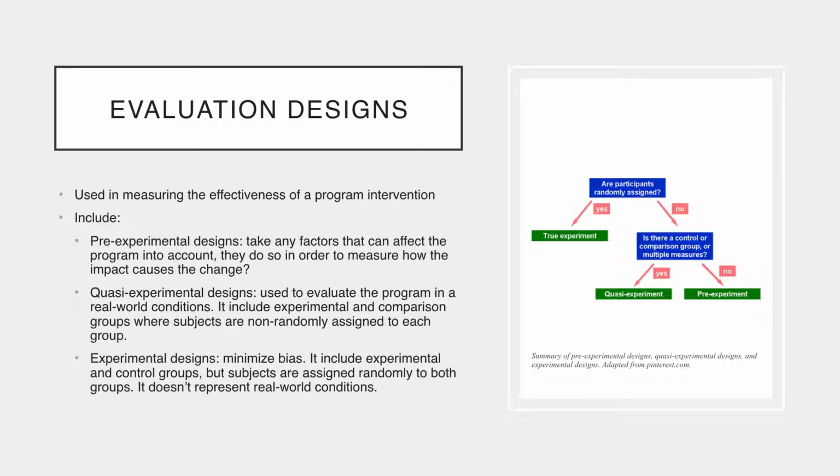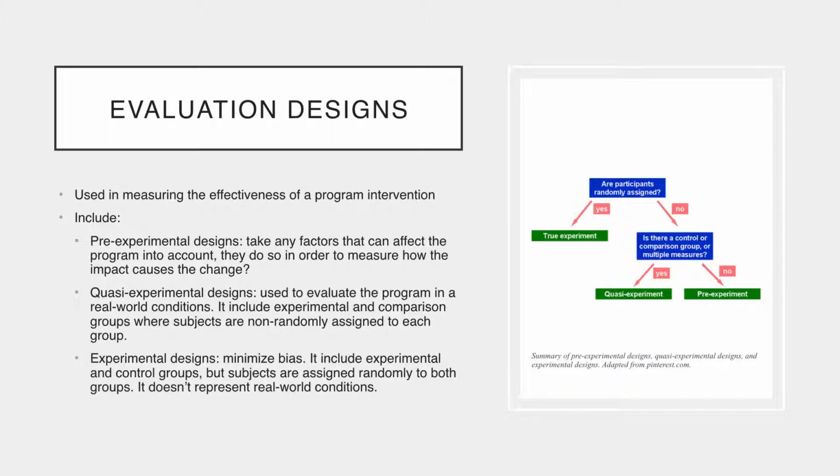It includes experimental and comparison groups, where subjects are non-randomly assigned to each group. Experimental designs, on the other hand, minimize biases. They include experimental and control groups, but subjects are assigned randomly to both groups. It doesn't represent real-world conditions.